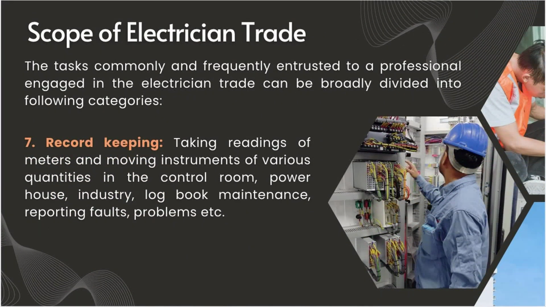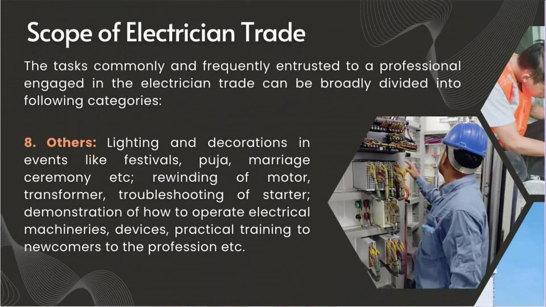Number 7 includes the record keeping, that is taking readings of meters and moving instruments and various quantities in the control room, powerhouse, industries, logbook maintenance, reporting faults, problems, etc. Other work includes the lighting and decoration in events like festivals, puja, marriage ceremony, etc. Rewinding of motors, transformers, troubleshooting of starters, demonstration of how to operate electrical machineries, device, practical training to newcomers to the profession. Now let us discuss the electrician trade syllabus.